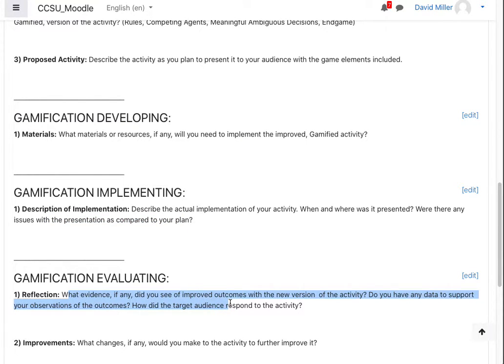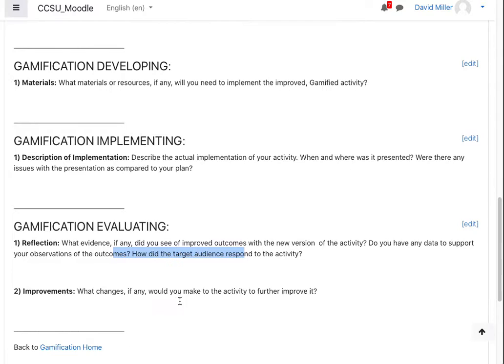And you don't need hard data figures. This can be more generalized in terms of the data that you're collecting. You don't need numeric data. Just a little reflection on how it went and whether you saw any improvement.